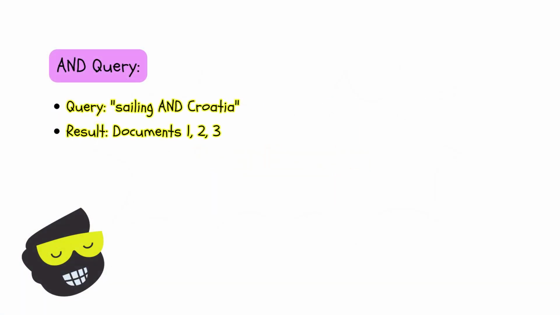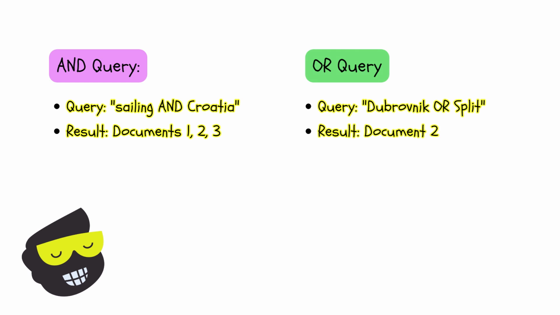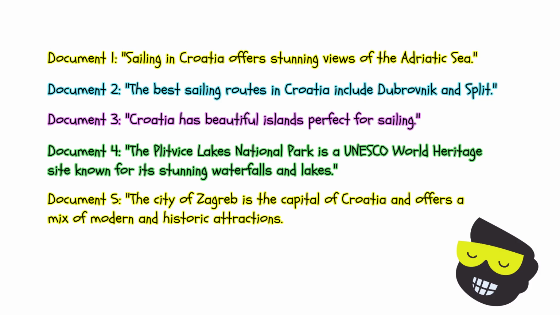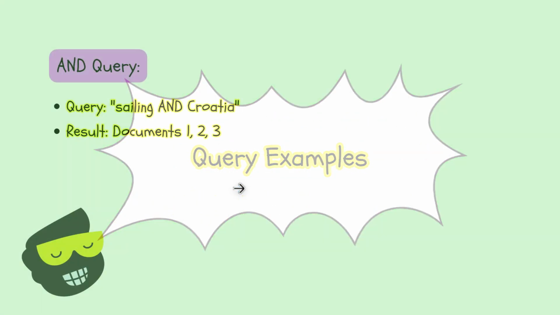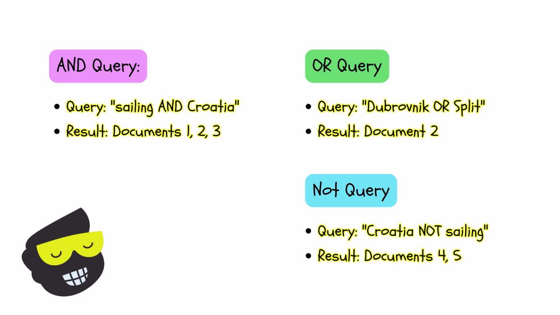So query sailing AND Croatia, and we would see it in documents 1, 2, 3. We would have the OR query, Dubrovnik OR Split. So in this case, we would see it in document 2, Dubrovnik and Split, but the other ones do not have this specificity. And then the last one would be the query Croatia NOT sailing, and this would just fetch the documents that have Croatia but don't have sailing.